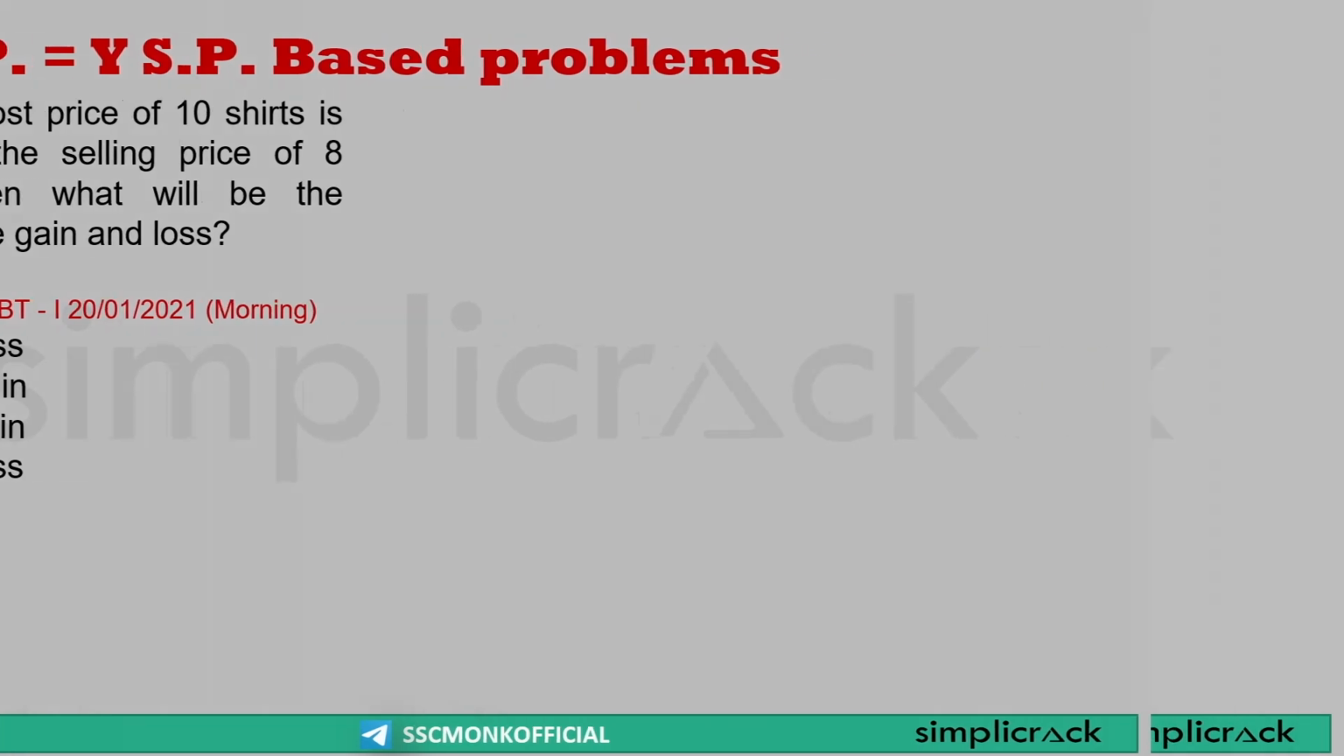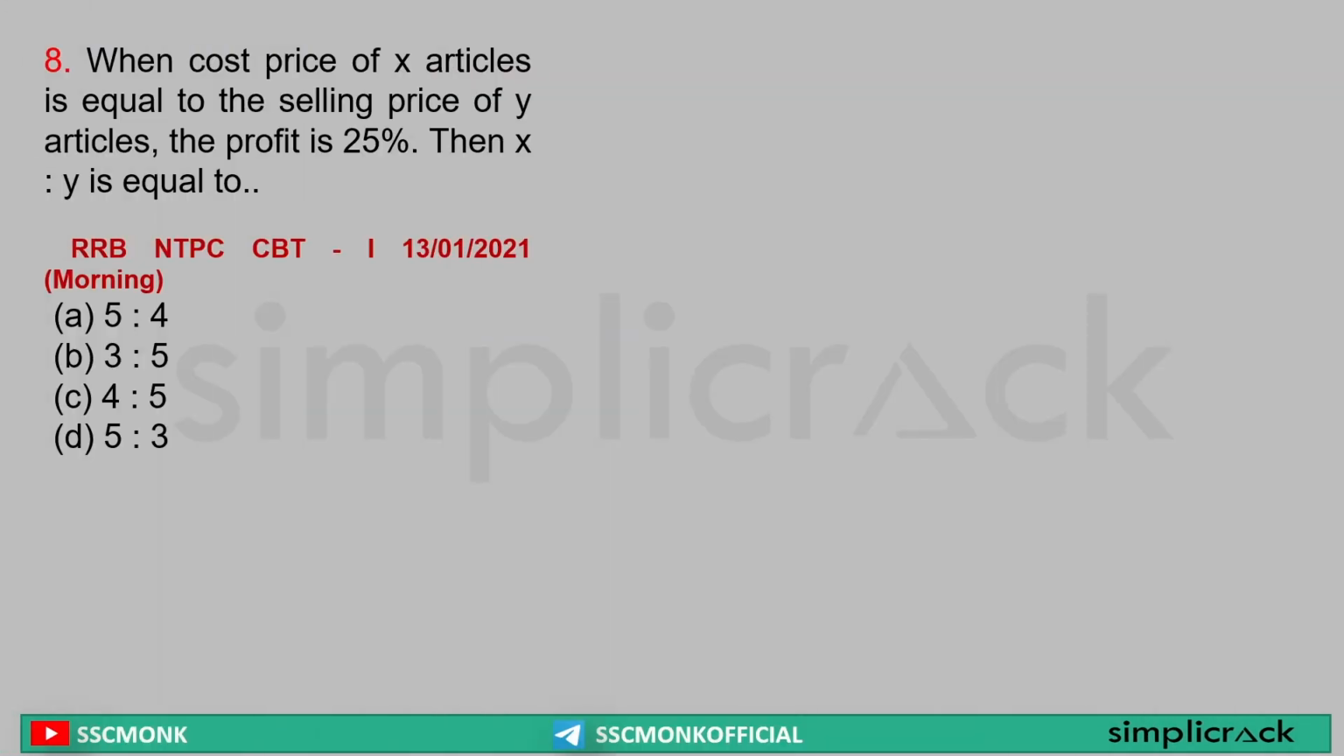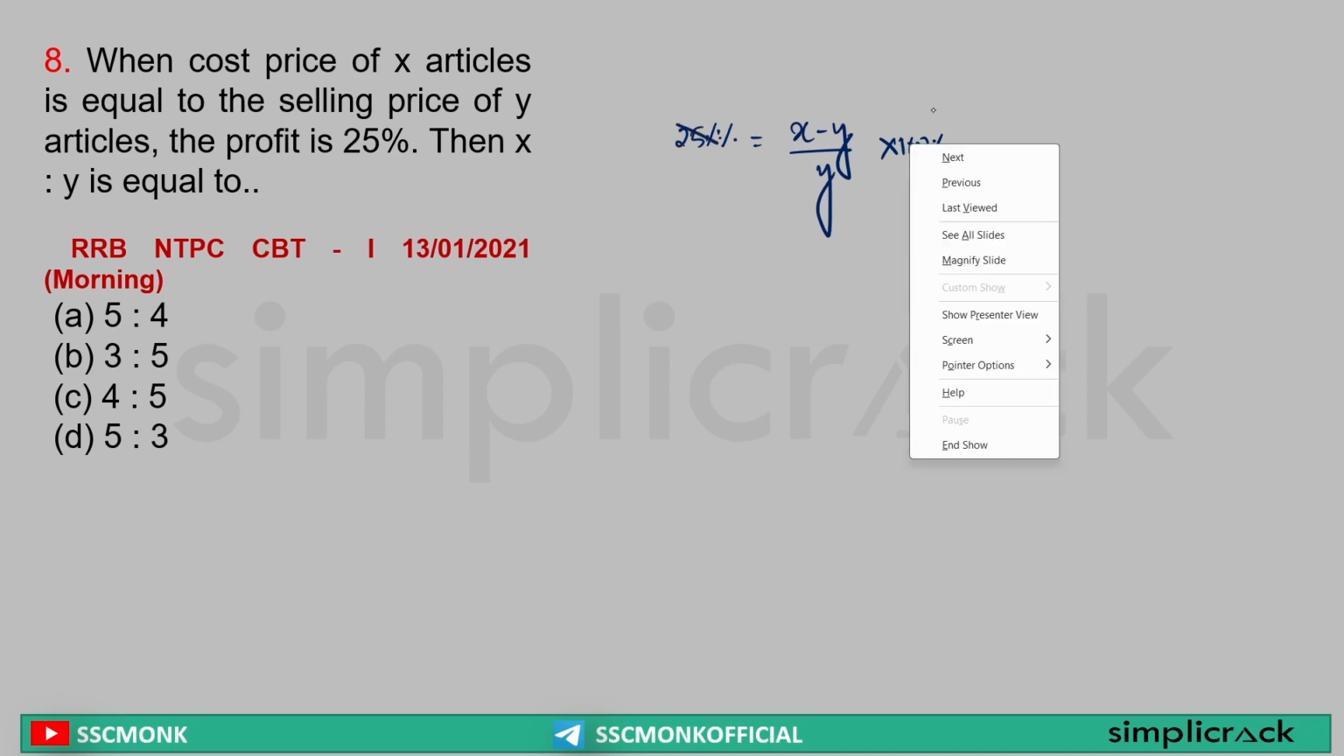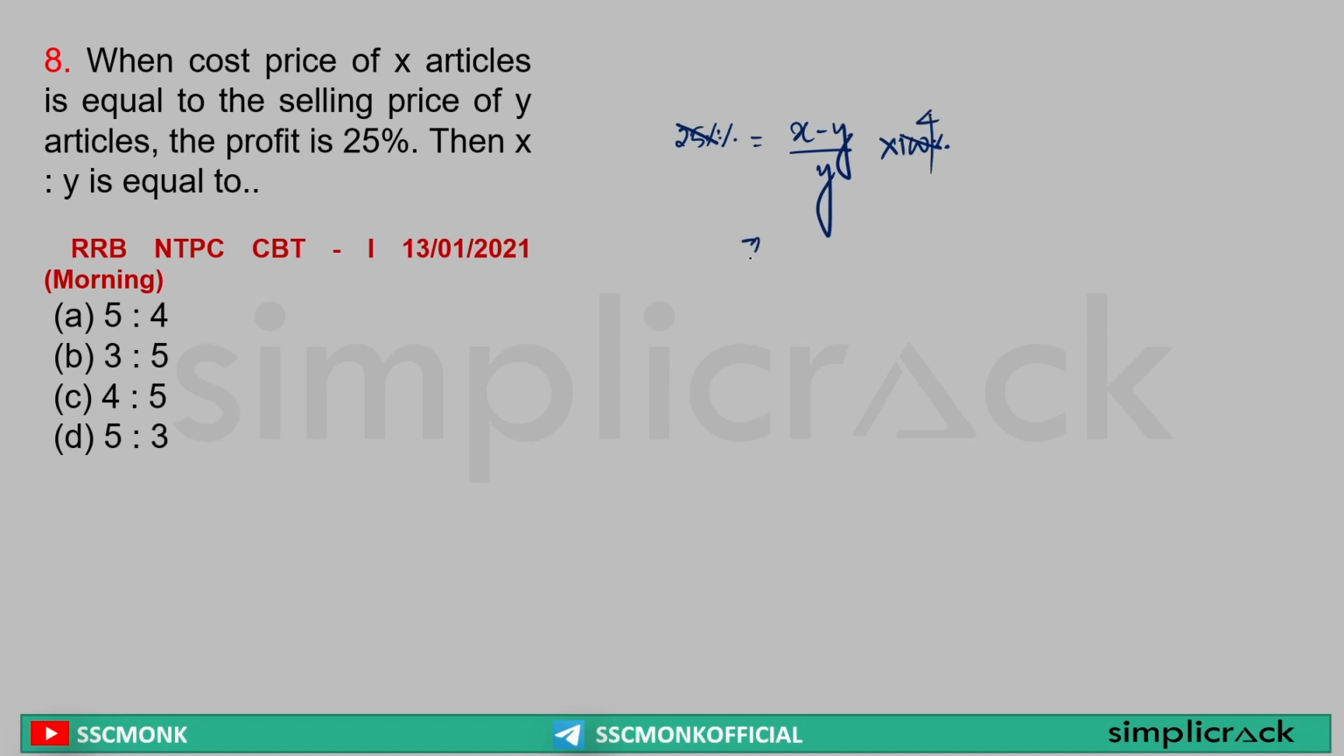Clear? Next. When cost price of X articles is equal to selling price of Y articles, the profit percentage is 25. Then what is the ratio of X to Y? Sir, the very basic formula is profit percentage is equal to (X minus Y) by Y into 100%. Now, sir, this percentage is given as 25%. So I can write 25 fours are 100. Yes or no? Or I can write X minus Y is equal to Y by 4.